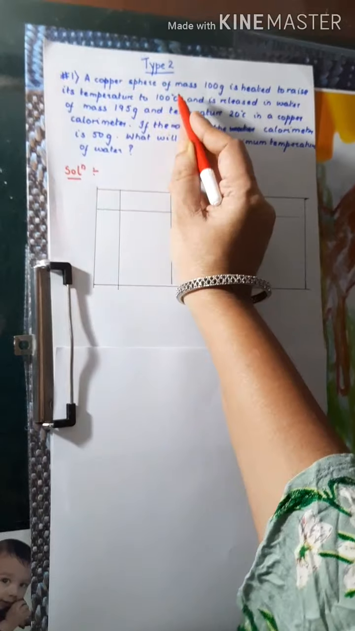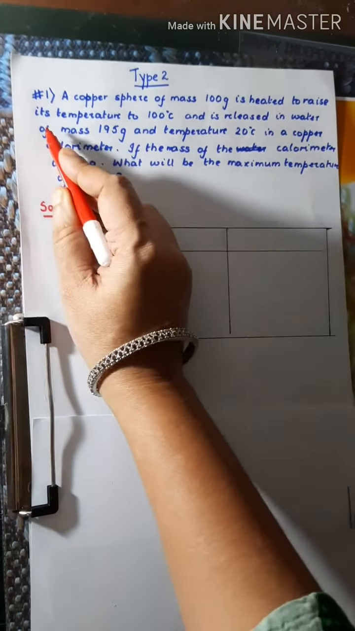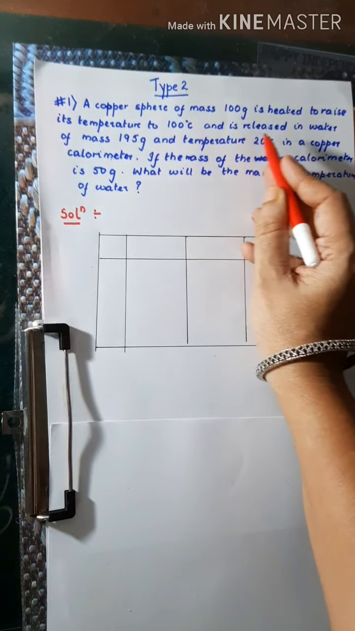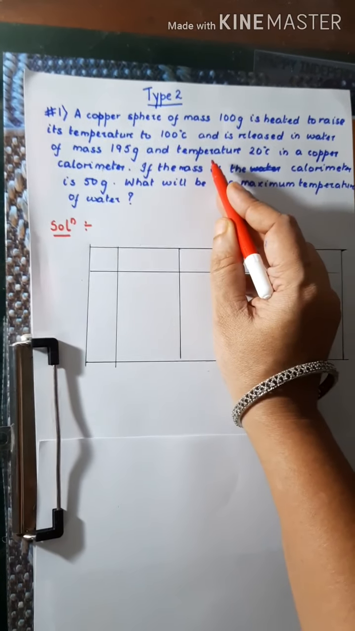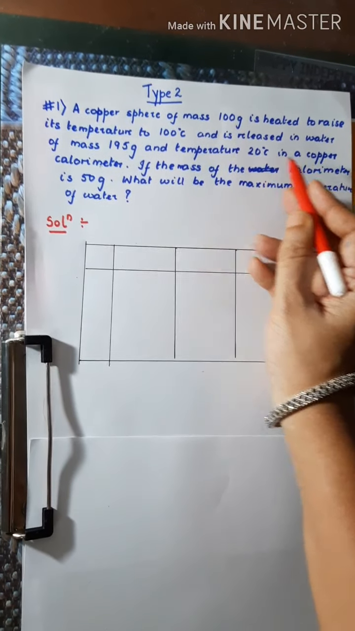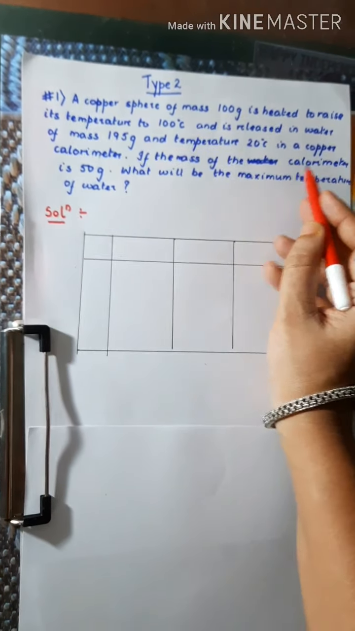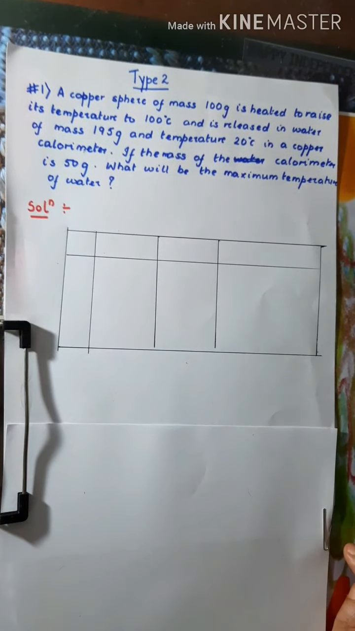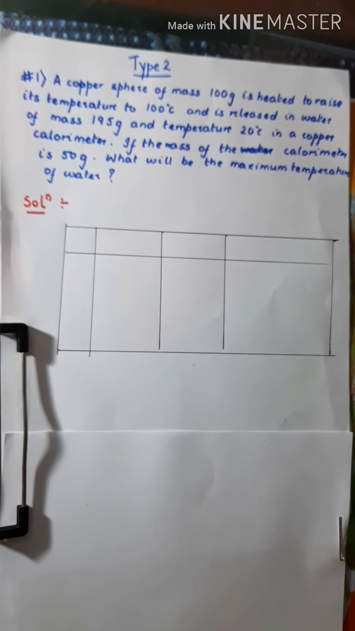A copper sphere of mass 100 grams is heated to raise its temperature to 100 degrees Celsius and is released in water of mass 195 gram and temperature 20 degrees Celsius in a copper calorimeter. If the mass of the calorimeter is 50 grams, what will be the maximum temperature of water? This is my type 2 sum, right? Now here I will use the formula.